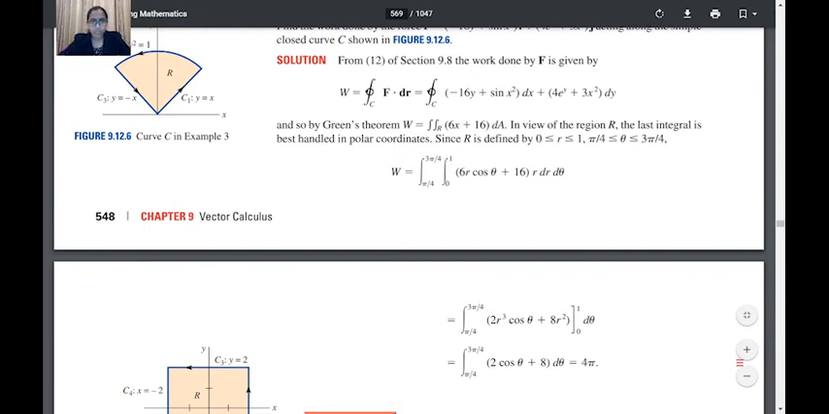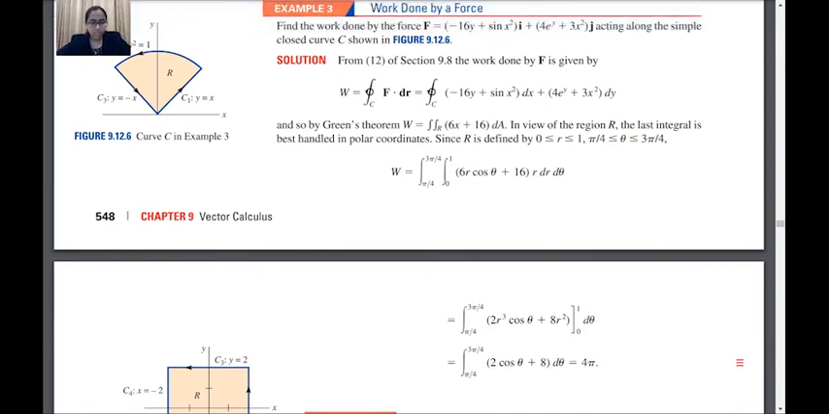We have calculated work done in previous sections also, but if we are given a region such as a closed curve, then I think it will be easier for us to use Green's theorem, because Green's theorem is applicable for all simple closed curves.